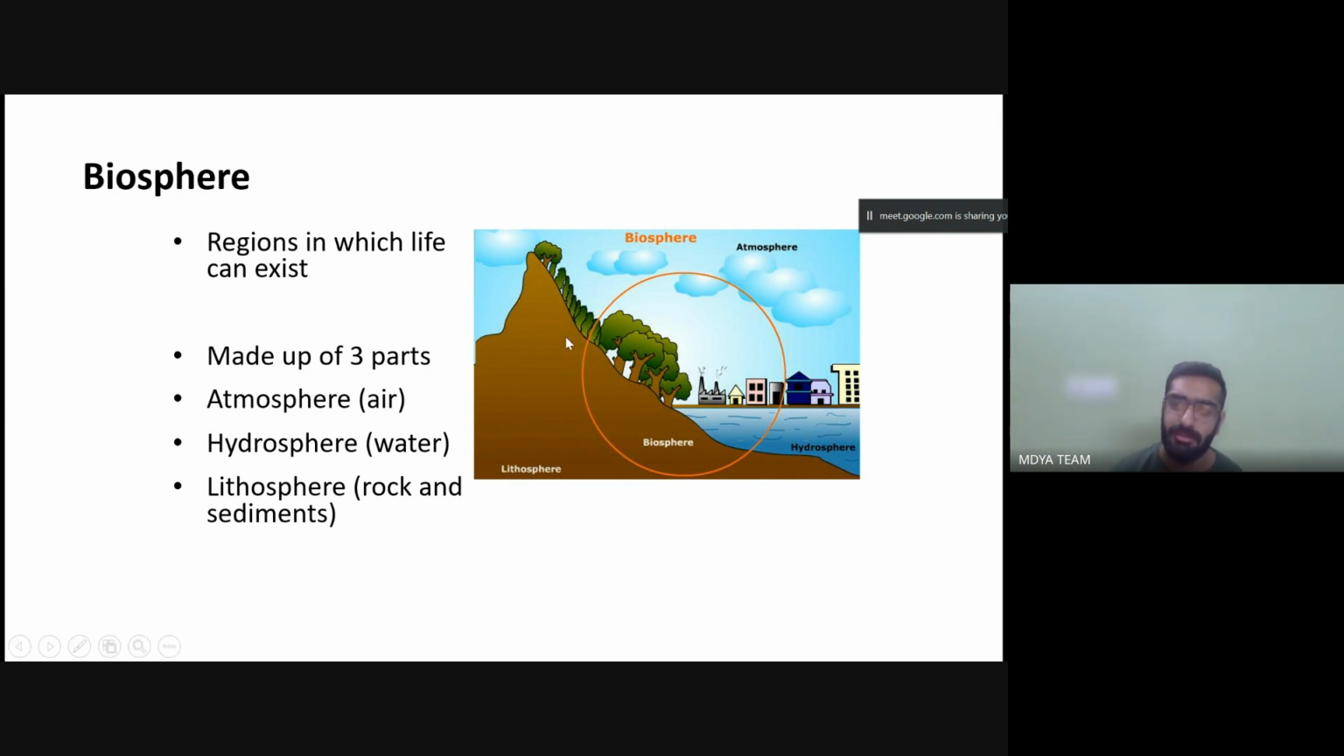As you can see in the diagram, there is a circle that has been formed. This is the biosphere. It consists of this blue hydrosphere, some part of the lithosphere, and the atmosphere, and you can see the trees, the factories, you can see everything. So that is called the biosphere.